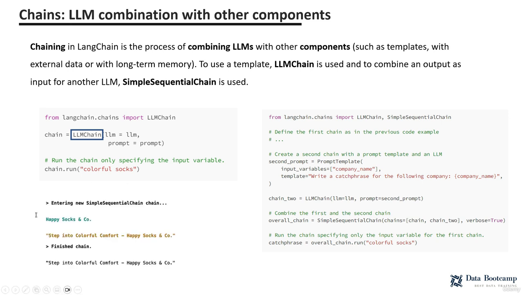Finally, if we execute this code, we will get the result of the first prompt, which is to get the company name, Happy Socks & Co., and then the second prompt will automatically be launched, giving us a short phrase for that same company along with the new company name. So, the result will be Step into Colorful Comfort followed by the proposed company name. The first part comes from the result of the first command, and the second part comes from the result of the second command chained with the first.